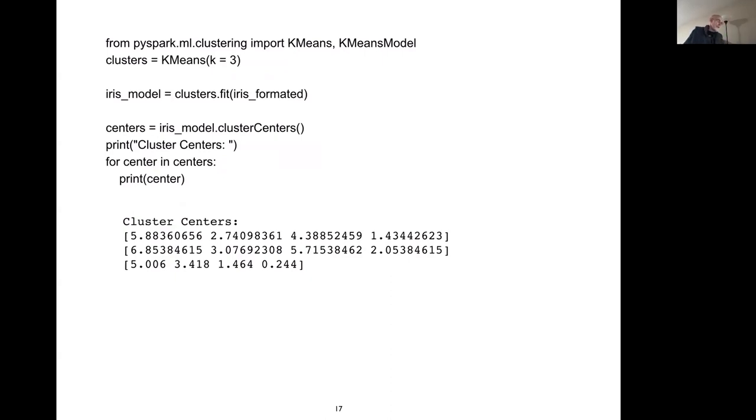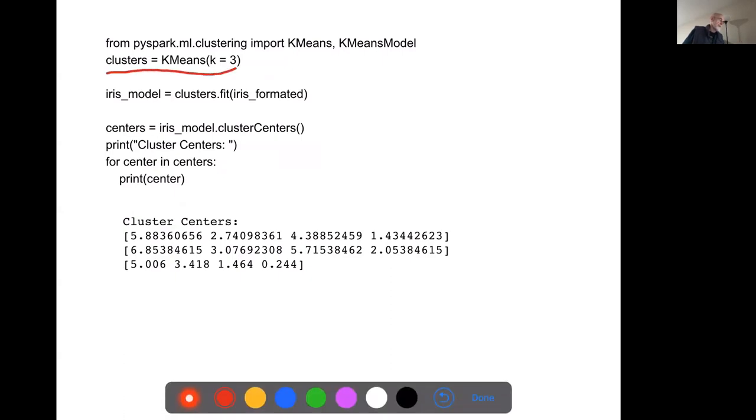And now to do k-means on it, well, you know, k-means, we have to specify how many clusters we want: three. We can then fit it to our data, and then I'm asking it to give me the centers, and I print them out, and it gives me the cluster centers based upon two-dimensional data. So we're getting x, y coordinates.